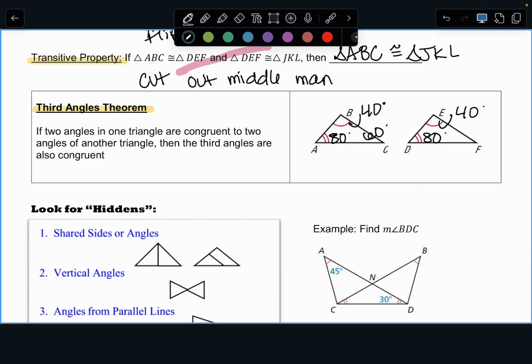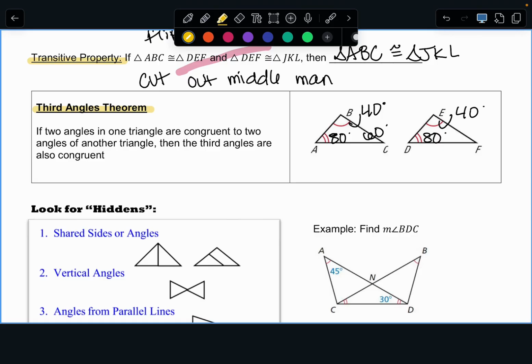How do you know it's 60? You add 40 plus 80, then you subtract from 180. We did the exact same method to find angle C and angle F. And instead of having to do that actual math every time, we have a theorem that lets us skip all those steps. It's called the third angles theorem.